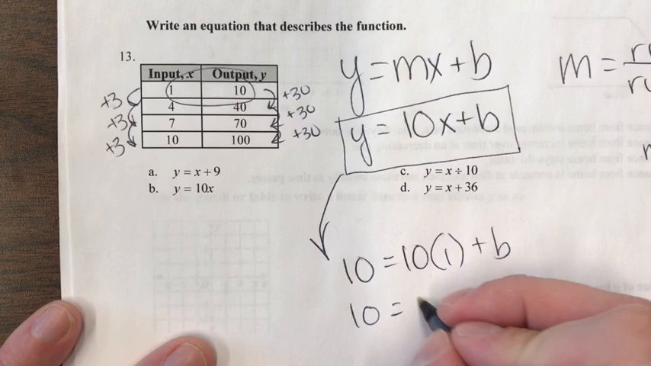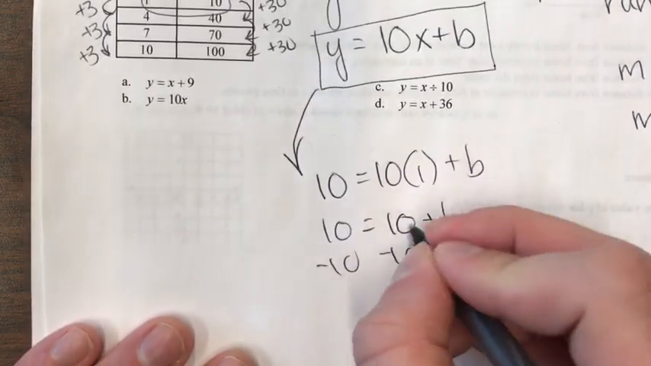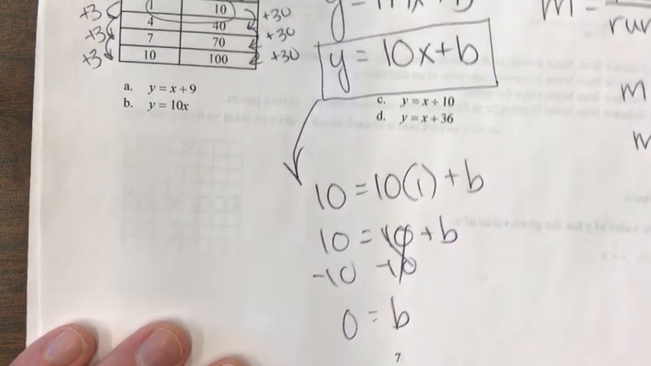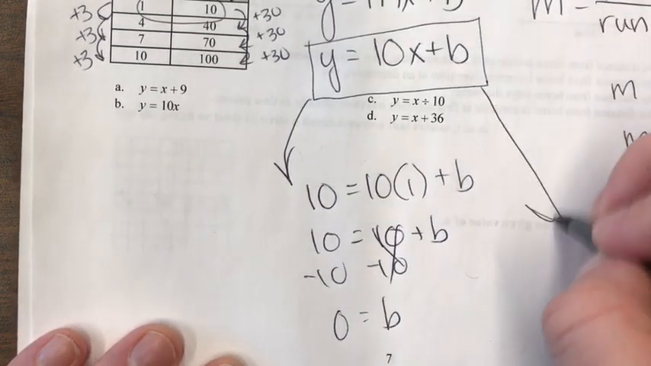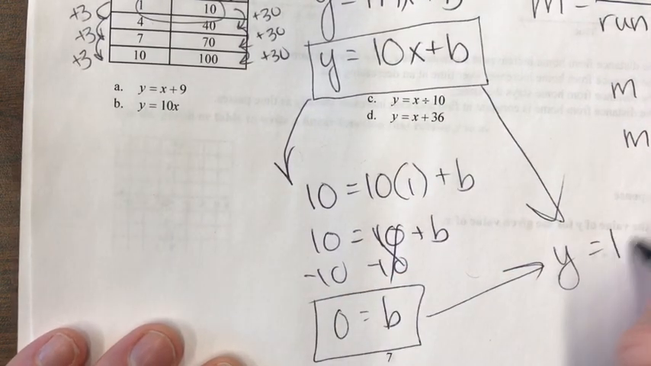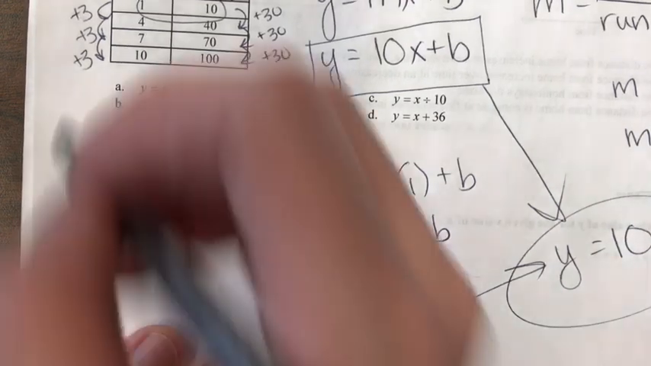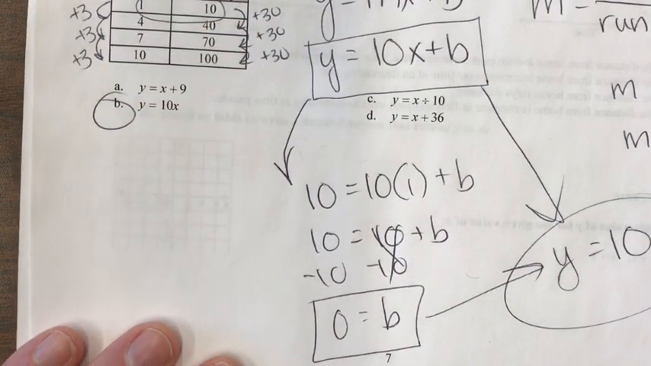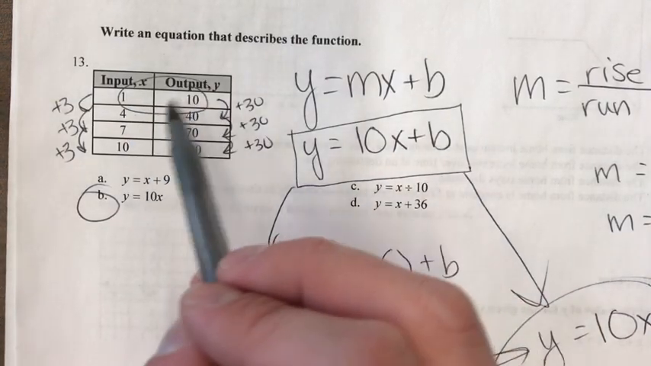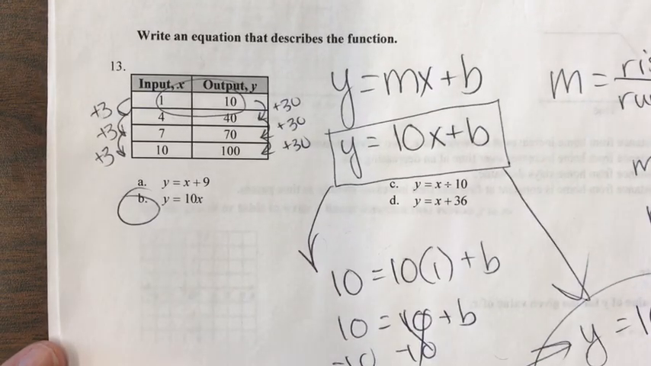10 equals 10 times 1, which is 10 plus b. Subtract 10, subtract 10. That goes away too. B equals 0. So when I put it all together in this huge mess of a problem, y equals 10x plus 0, or just y equals 10x. Or you could just do LinReg. Or you could just pick an equation, plug these in, see which one works for all of them. Lots of options. The choice is up to you.